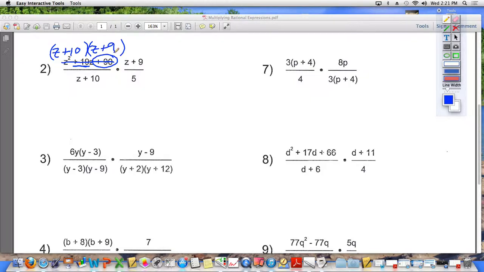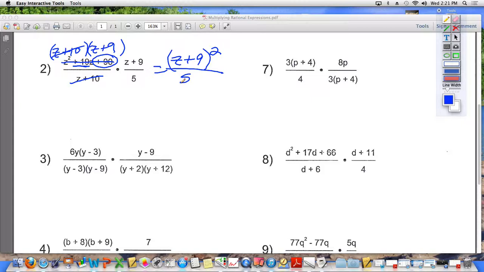Now can you cancel anything out? Yes. What can you cancel out? The z plus 10s cancel out. What about the z plus 9s? You cannot cancel out the z plus 9s because they are both in the numerator. You have to have one in the numerator and one in the denominator in order to cancel them out. So you are going to be left with z plus 9 twice, so it's squared. What's left on the bottom? A 5 left over on the bottom.